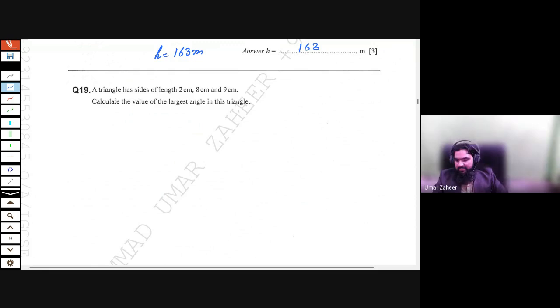A triangle has sides of length 2 centimeters, 8 centimeters, and 9 centimeters. We have to calculate the largest angle. Let's say we make a triangle. Let's say this side is 9 centimeters, this is 8 centimeters, and this is 2 centimeters. He says to find the largest angle. The largest angle is always opposite to the largest side. Yes, is it clear?